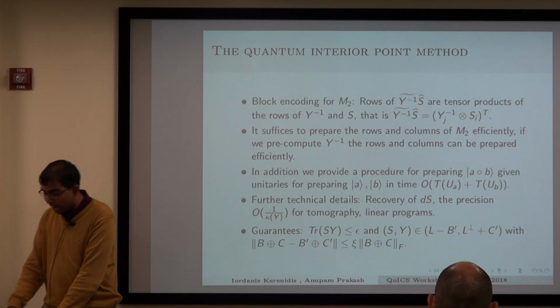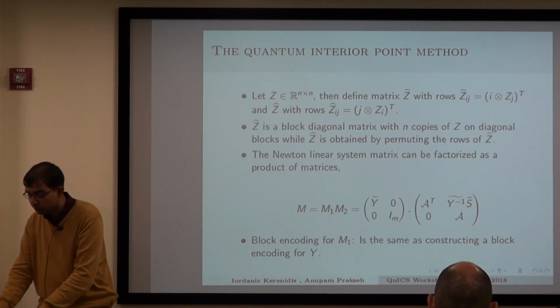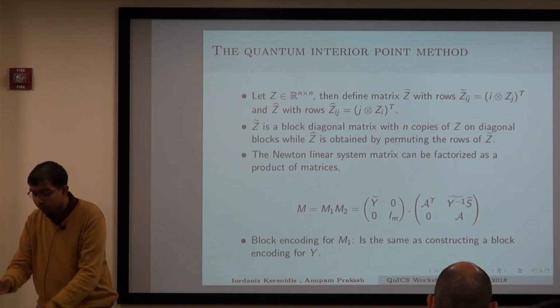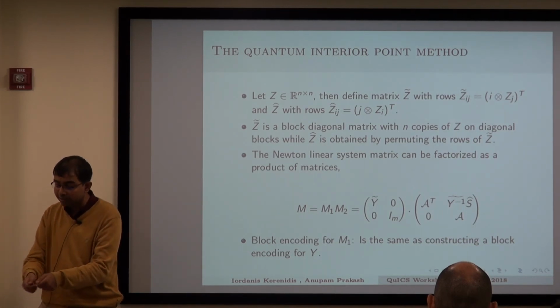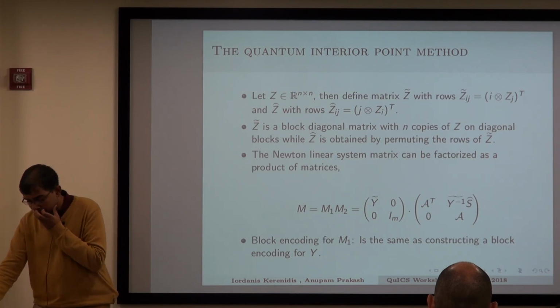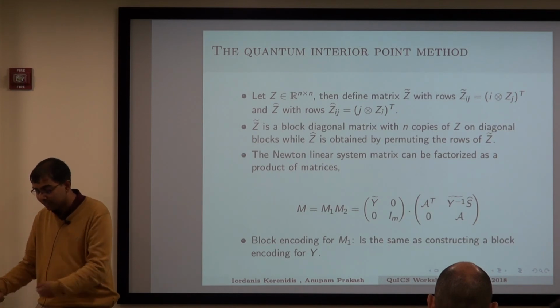For this, we have to see the structure of M2, what exactly its entries are and how we can hope to construct them. M2 has this block structure. The A's are already available to us; they are the input matrices, stored in efficient ways in the QRAM. So the main part that we need to address is this y inverse S hat.